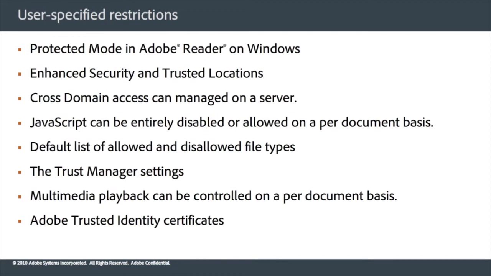Enhanced security and trusted locations limit cross-domain access, JavaScript injection, data injection, and silent printing. Cross-domain access can be configured in Acrobat and Reader or managed on a server via a cross-domain file. JavaScript can be entirely disabled or allowed on a per-document basis. A blacklist enables restricting particular APIs. The application ships with a default list of allowed and disallowed file types that can be launched from attachments. The list is customizable. The Trust Manager provides tools for specifying permission for all or specified URLs.